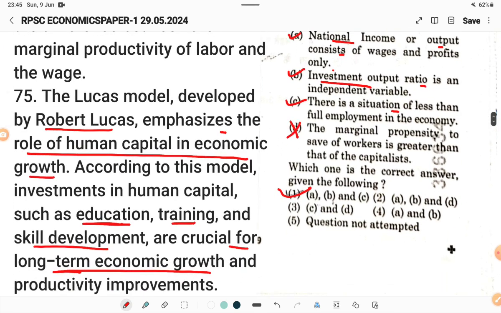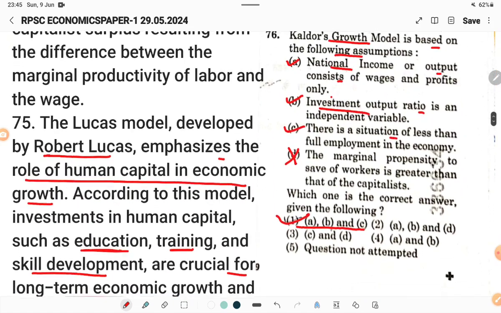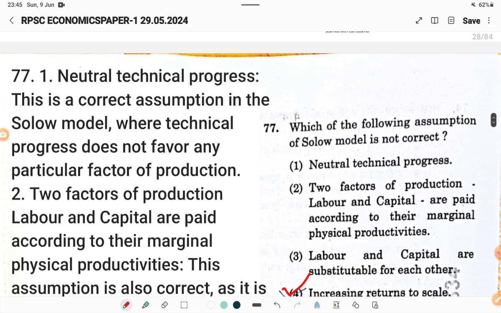So the option will be the first one. A, B, C assumptions are true or correct assumptions of the Kaldor's growth model. Now the next question is 77. Which of the following assumption of Solow model is not correct here? Not correct here about Solow model.